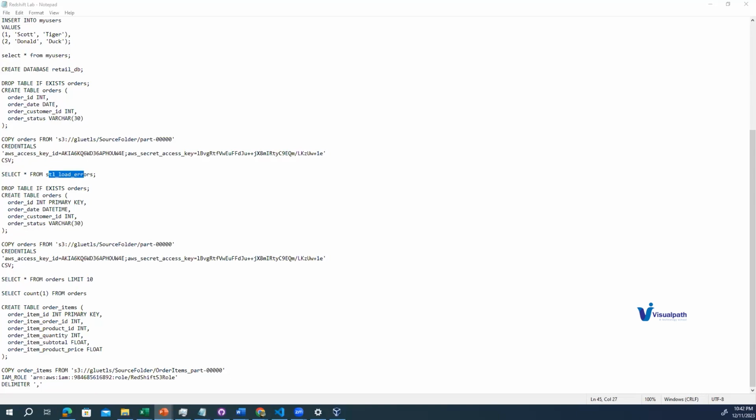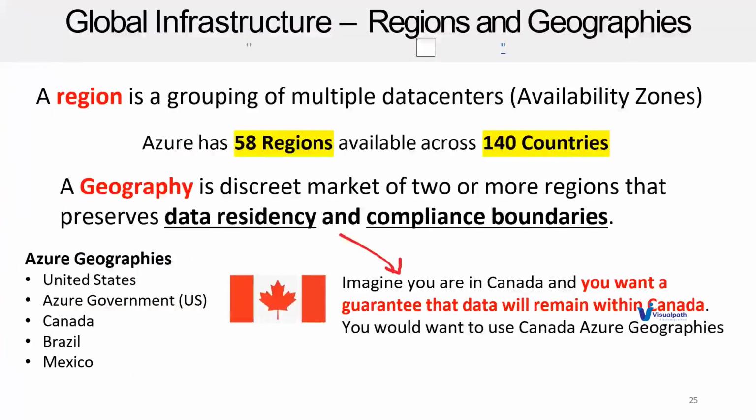See this one here. First, I told you, you're going to have something called geographies. What are those geographies? You can see United States, Azure Government, Canada, Mexico, and Brazil. What is a region? A region is a group of multiple data centers. How many regions do we have, Vinita? 58 regions we have, and it is available across 140 countries. A geography is a discrete market of two or more regions that provides data residency and contains boundaries.